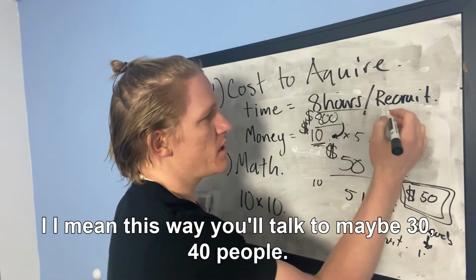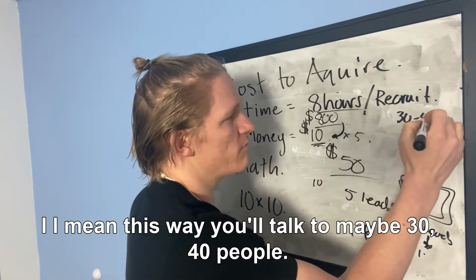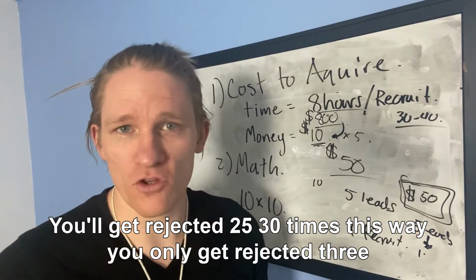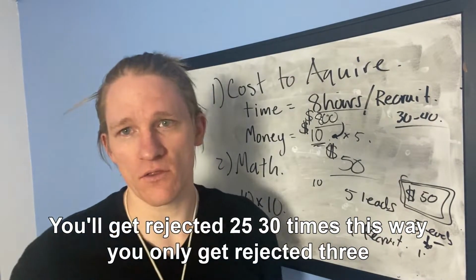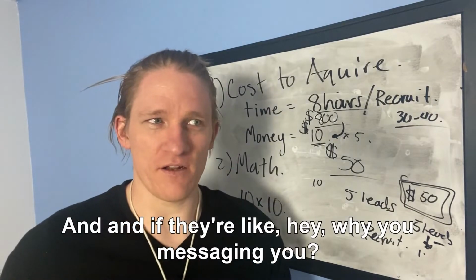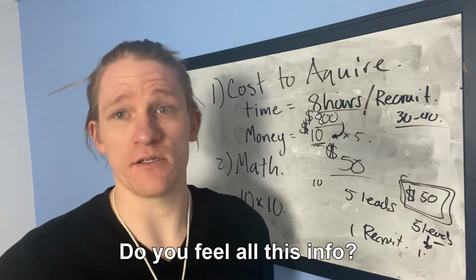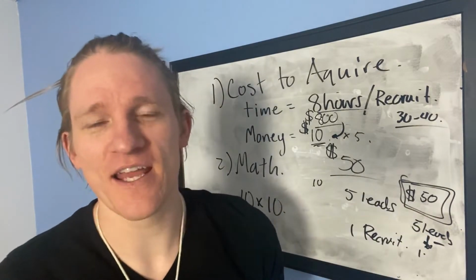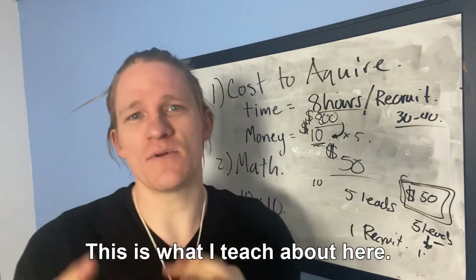This other way you'll talk to maybe 30, 40 people. You'll get rejected 25, 30 times. This way you only get rejected 3 or 4 times. And if they're like, hey, why are you messaging me? You're like, no, you filled out this info. You asked me to call you. You asked me to text you. You asked me to whatever. So I want you to get an idea, and this is what I teach about here.